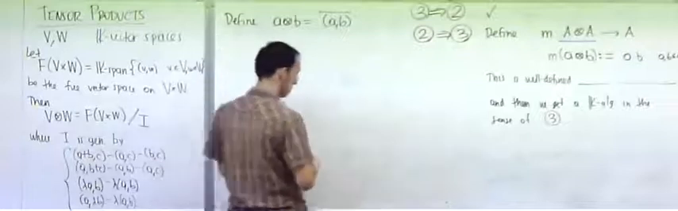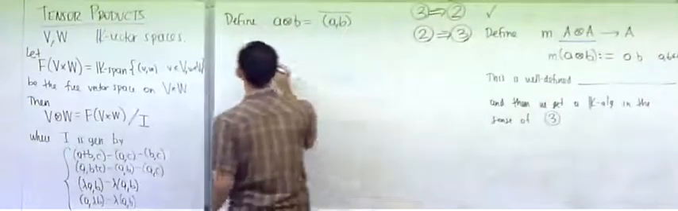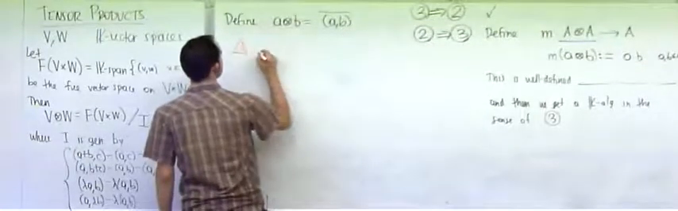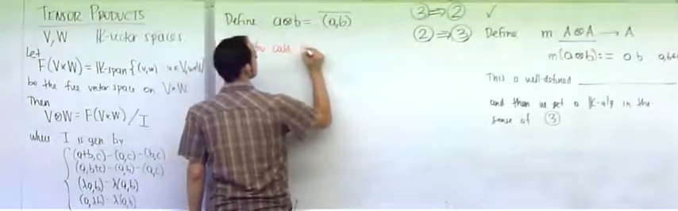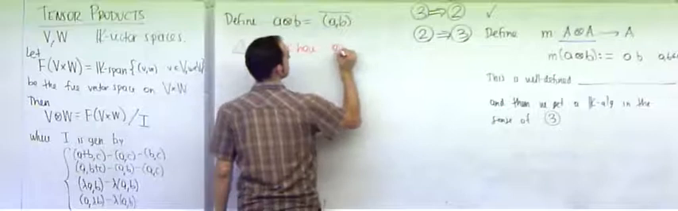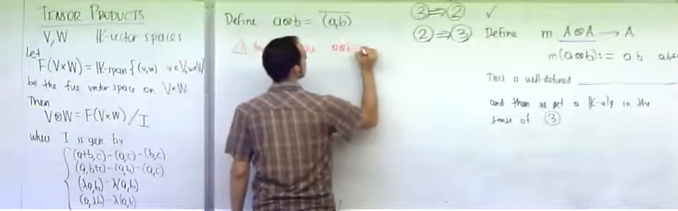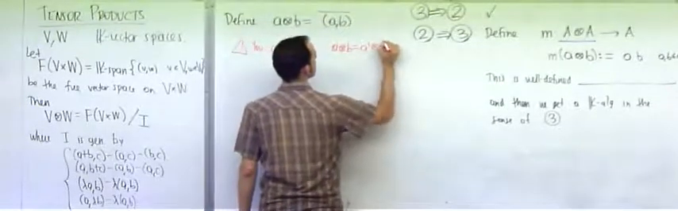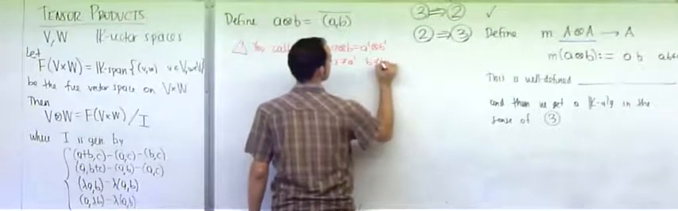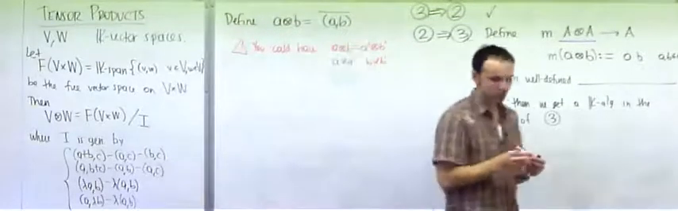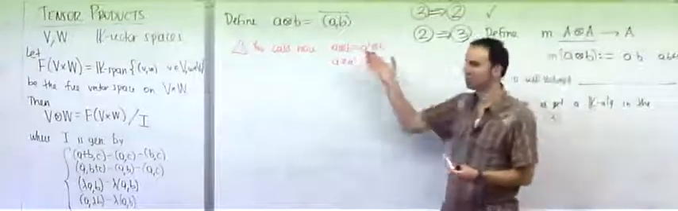And so, warning, you could have A tensor B equal A prime tensor B prime, even though A is not A prime and B is not B prime. Because these are equivalence classes, and so it might be that these two land to be the same thing.